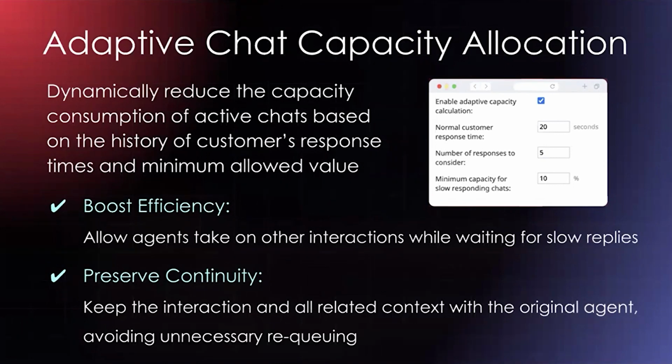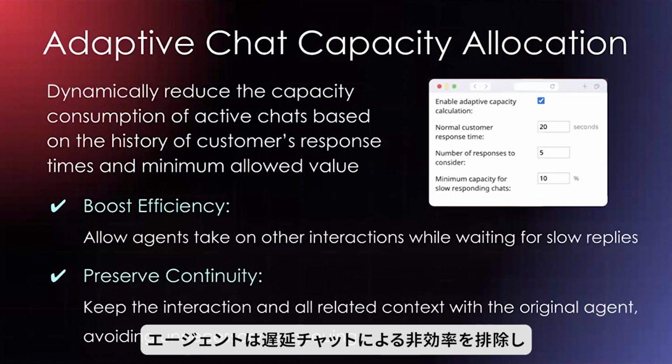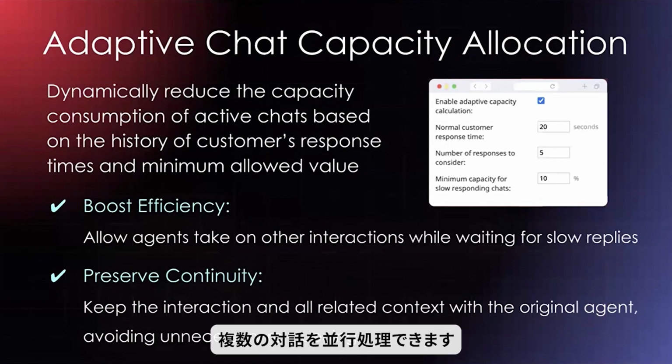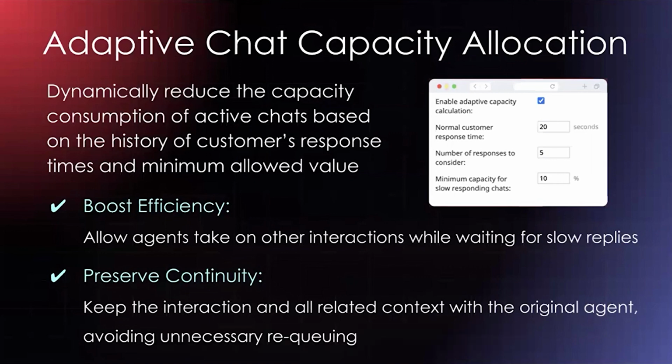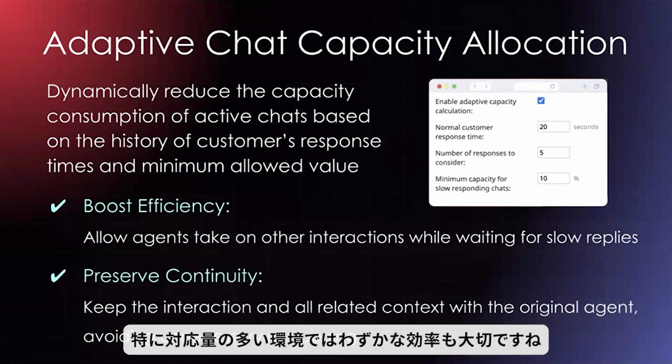The result? Well, agents can now handle more conversations in parallel without slow chats blocking their productivity. This is especially helpful in high-volume environments where every bit of capacity matters.